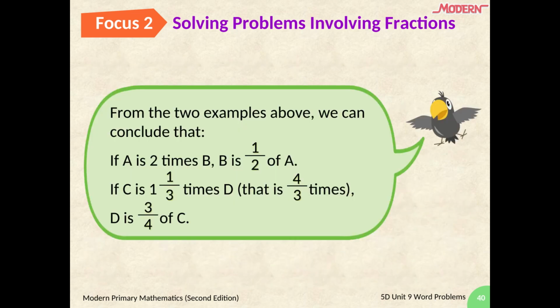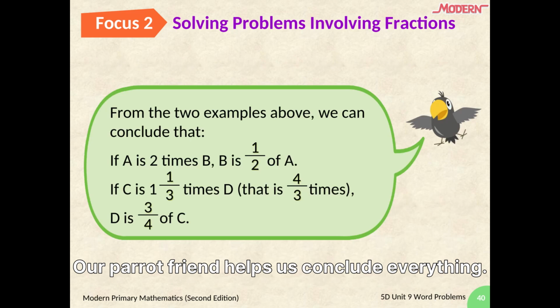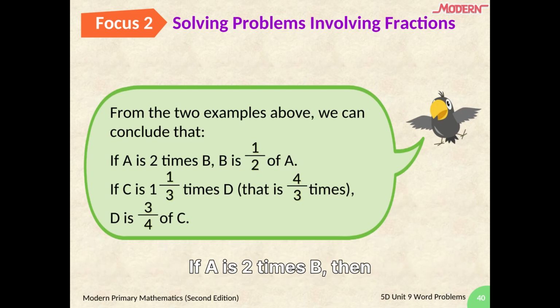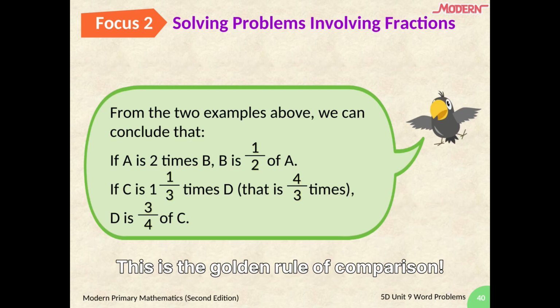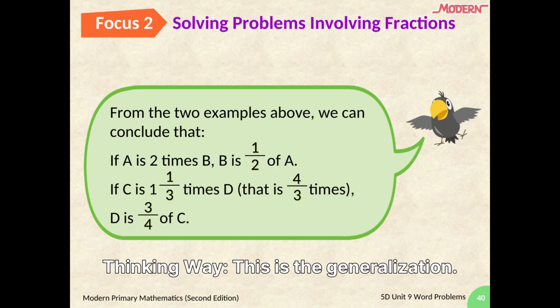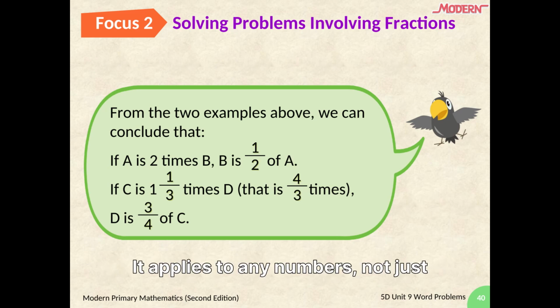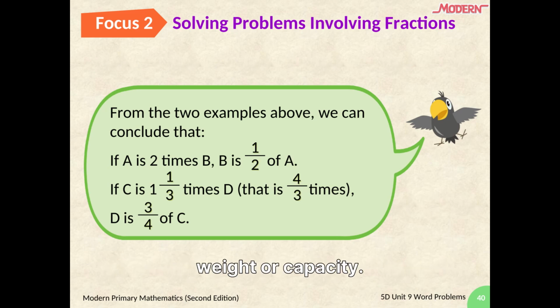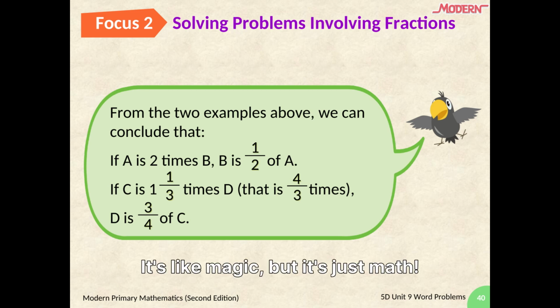Finally, page 40. Our parrot friend helps us conclude everything. If A is 2 times B, then B is 1/2 of A. This is the golden rule of comparison. Thinking way: this is the generalization. It applies to any numbers, not just weight or capacity. If C is 4/3 times D, then D is 3/4 of C. See the pattern? You just flip the fraction to find the reverse relationship. 4 over 3 becomes 3 over 4. It's like magic, but it's just math.